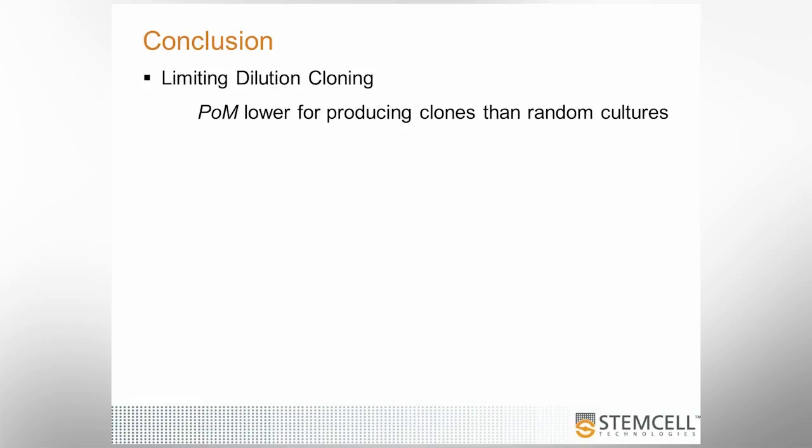So I'll just give a brief summary of what I've talked about today. For limiting dilution cloning, we went through some of the reasons why the probability of monoclonality is lower for your clones of interest than for any random cultures in the same experiment. And that means that it's really easy to overestimate the probability of monoclonality for the cultures that you're most interested in in your experiment.